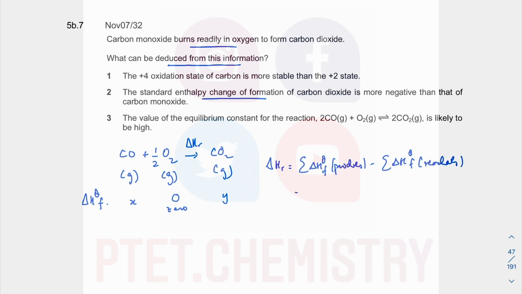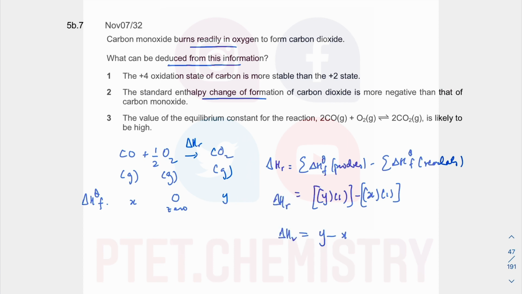So we also know that there will be y, and there will be y multiplied by 1, and then minus x multiplied by 1 as well, because you are forming 1 mole of CO2, so 1 times that. You are reacting 1 mole of CO, so 1 times that. So y minus x equal to delta HR. And what do we know about this?